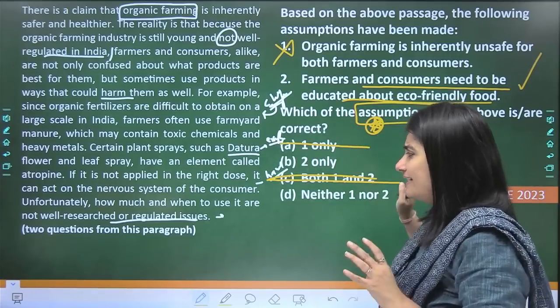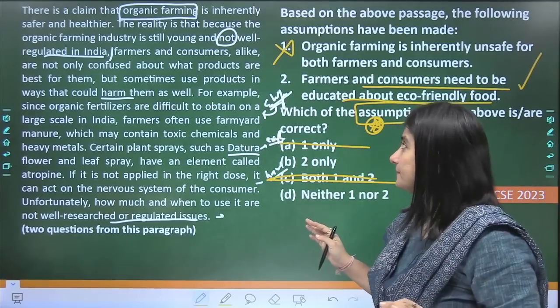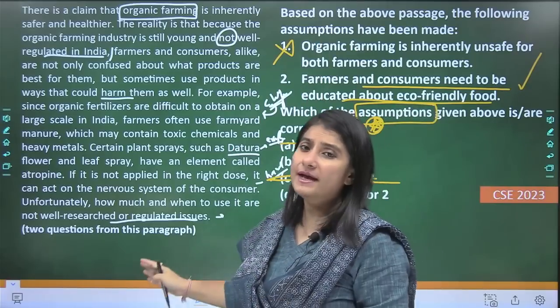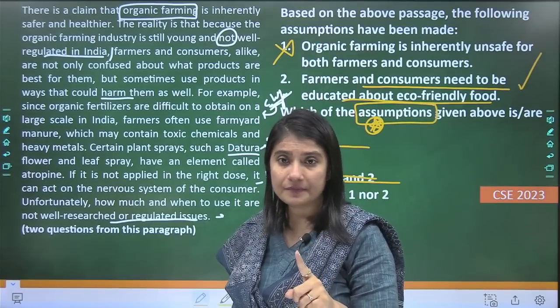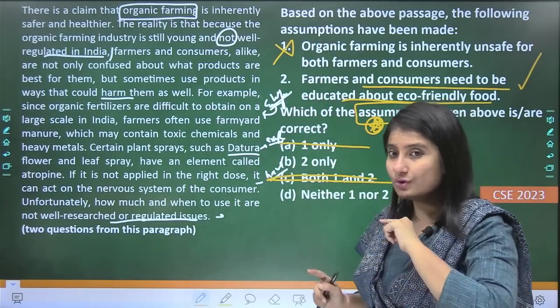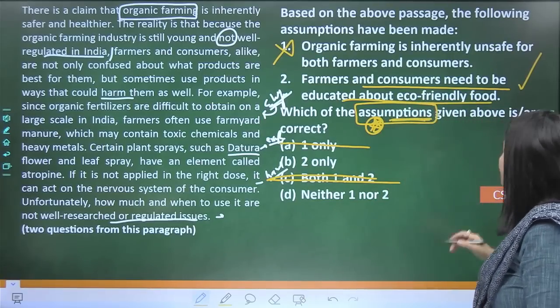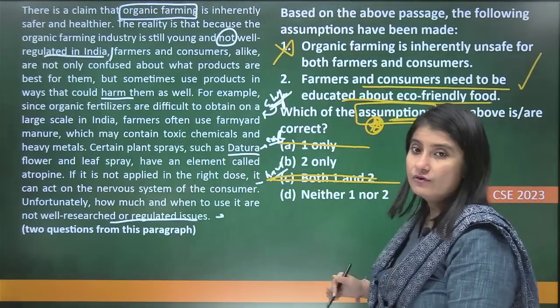So here is a very easy example from last year's paper, and this is how we will go about it. Quickly reading the passage is not going to help you to save time. Reading the options first is not going to save time. You will have to understand what UPSC is asking you, and then we will take it further.